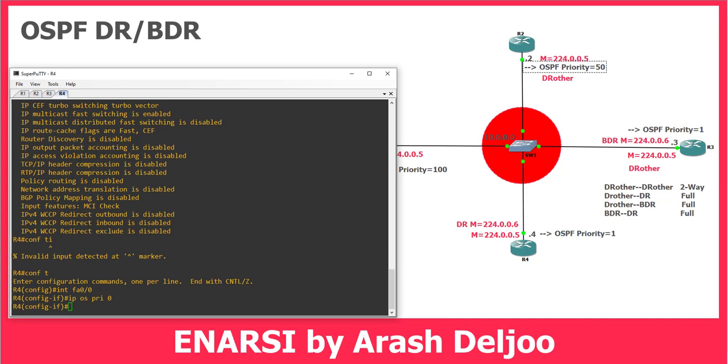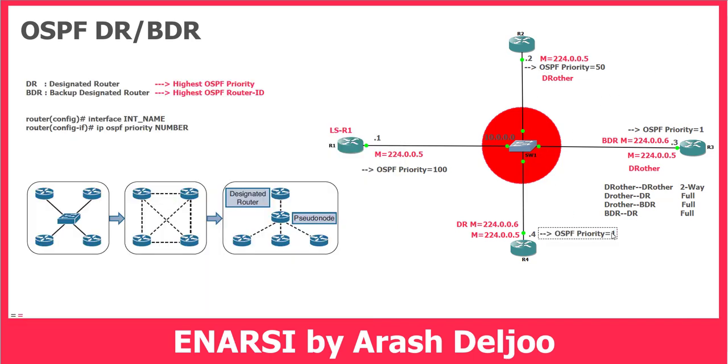This is our configuration, and now we have the priority of 0 on this interface and the priority of 0 on this interface. And finally, now router 1 is our new DR router because of its highest priority, and router 2 is our new BDR router because of its next higher priority. Router 4's interface is DRother and router 3's interface is DRother again. Let me show you.